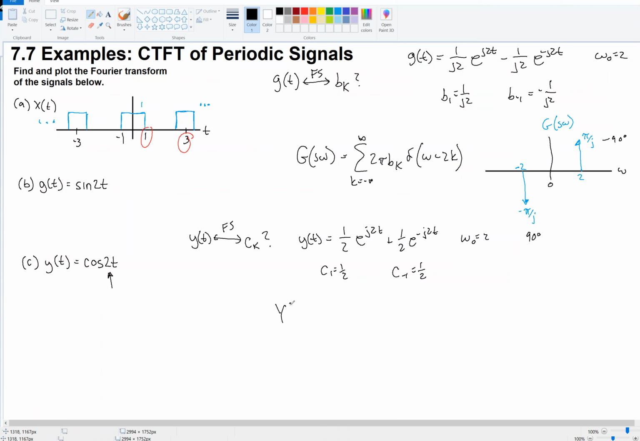So then I say Y of j omega is equal to the sum from k equals minus infinity to infinity of 2 pi times c_k delta of omega minus 2k. And that's the answer. That's the Fourier transform. I've got the Fourier series coefficients, the c_k are specified, and this is the form of the answer. And if I wasn't asked to plot, that would be the answer. But I am going to plot, and we're going to see how this plot differs from its cousin, the sine wave.